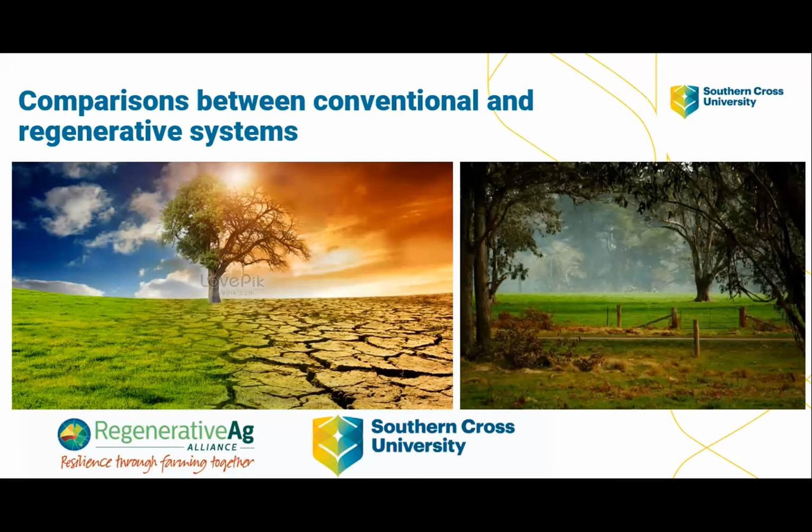Comparisons between conventional and regenerative systems, particularly looking at the resilience of landscapes. This is very much part of my own research from a triple bottom line perspective. That's looking at the social, environmental and economic outcomes of different farming systems. And economic outcomes, of course, can include carbon trading and the potential for that.